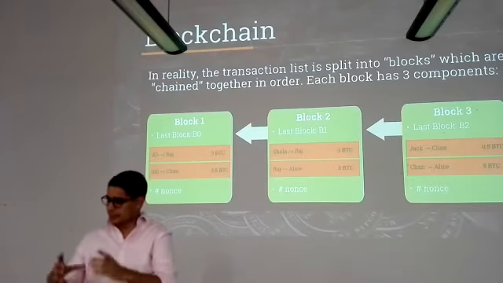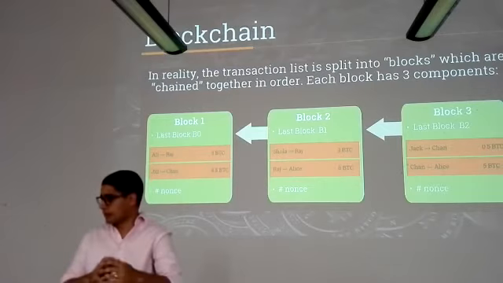So there's no place where it says, here is a Bitcoin and here is its life. The life of a Bitcoin is distributed.